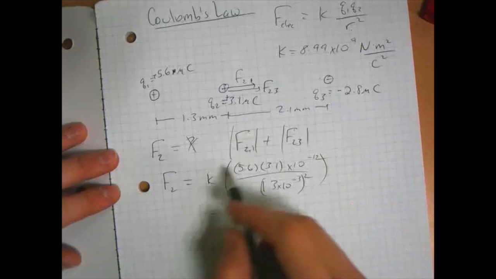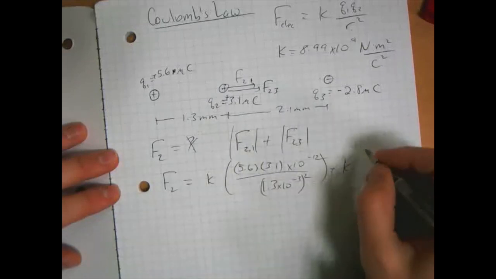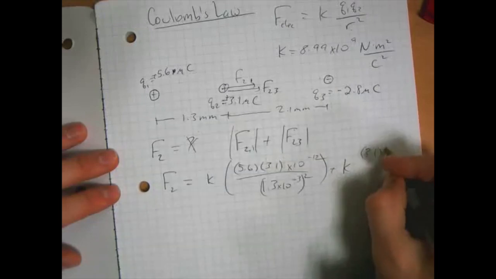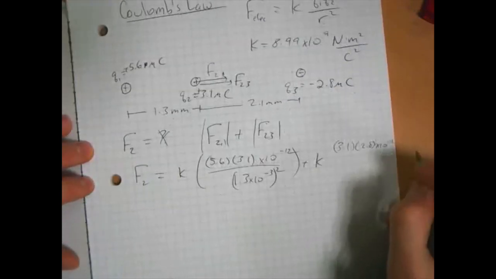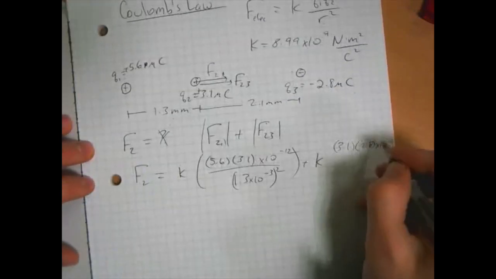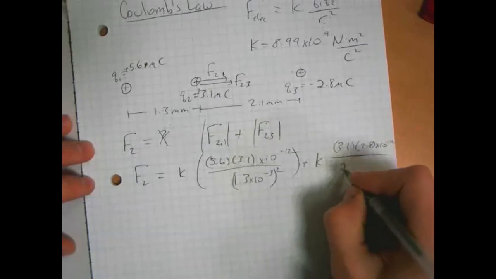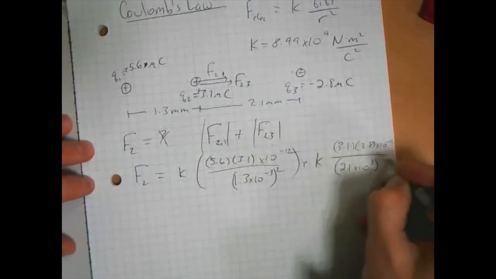That's F21. And then F23, we've got a K again, 3.1 times 2.8 times 10 to the minus 12. That's a 12, sorry, I wrote that small. I was running out of space. Over the distance between those, which is 2.1 millimeters. That's 2.1 times 10 to the negative third, sorry, squared.